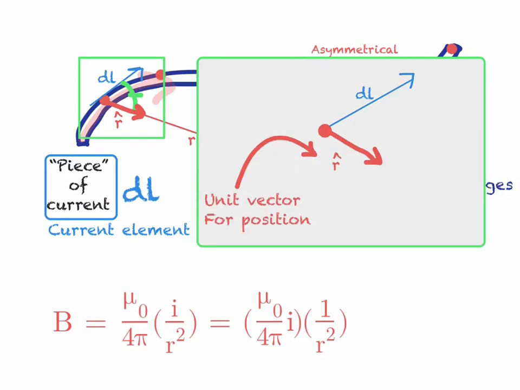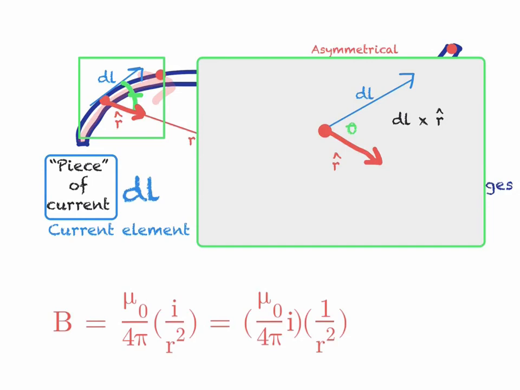Now, r hat, or any unit vector, has a magnitude of 1, so it's not going to affect the answer of the problem in that regard, but it is going to account for the fact that there is an angle between dl and r, and this is actually dl cross r hat. Because essentially what I'm saying there is that at any given time, the perpendicular component of the two is going to be contributing here.